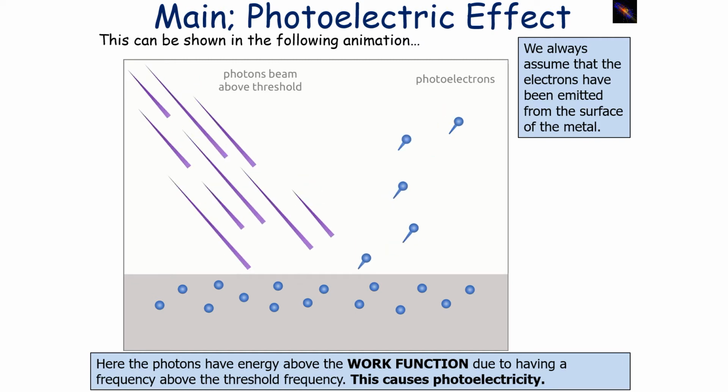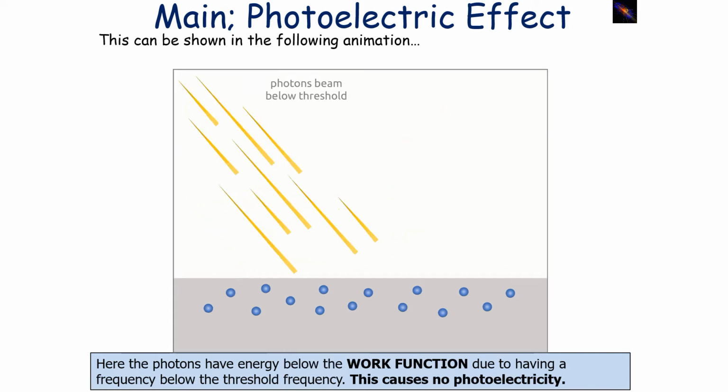Here, the photons have energy above the work function due to having a frequency above the threshold frequency, and this causes photoelectricity, this idea of electrons moving off the surface of the metal. In this animation, the photons shining on the metal surface have an energy below the work function due to having a frequency below the threshold frequency, so as a result there's no photoelectricity.